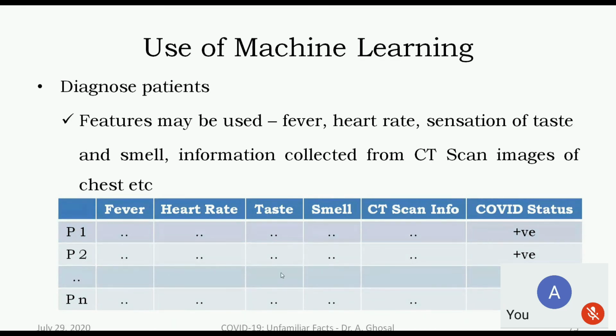For the second person, you note it as positive. In this way, you note this down for a number of people, and suppose for the nth person it is negative. So if you train all these into a supervised classifier, like those explained in the previous lectures, where lots of supervised classifiers were explained to you, and then you put in the new data of a particular patient with the parameters fever, heart rate, taste or smell, or other information, the supervised algorithm will predict or classify whether this particular person is probably COVID positive or negative. So this can be done in this way.